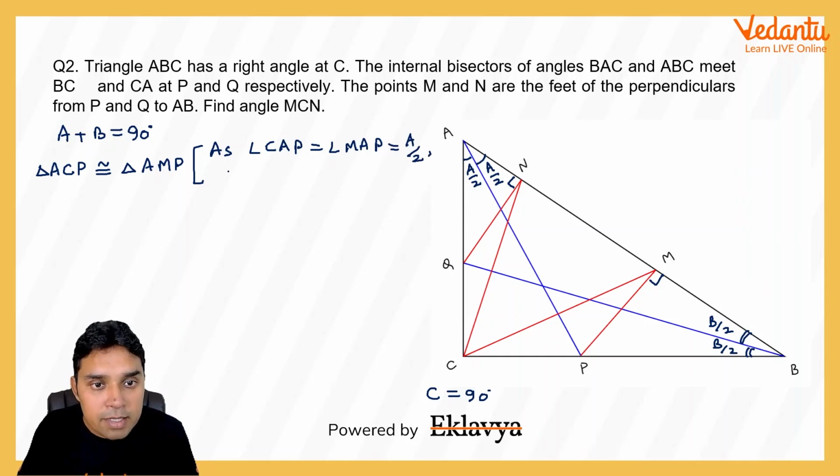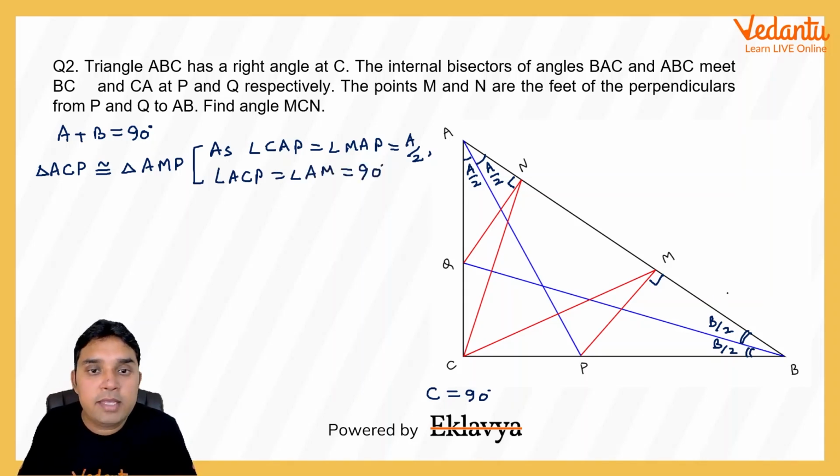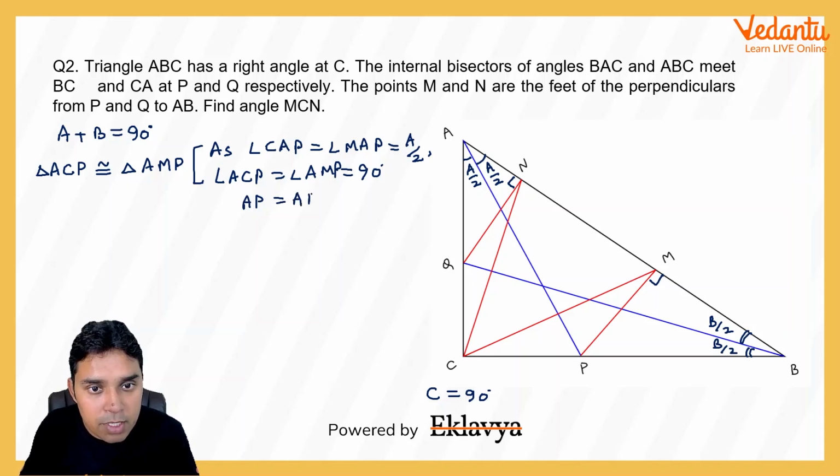One thing. Then similarly, angle at C, that is ACP, and angle at M, that is AMP, are 90 degrees. So two angles are equal. I think this will ensure that the third angle is also equal. And also there is a common side AP. AP is equal to AP, you can say. So that is the reason why these two triangles are congruent. And if they are congruent, that means their corresponding sides and corresponding angles should all be equal. So CP will be equal to PM.